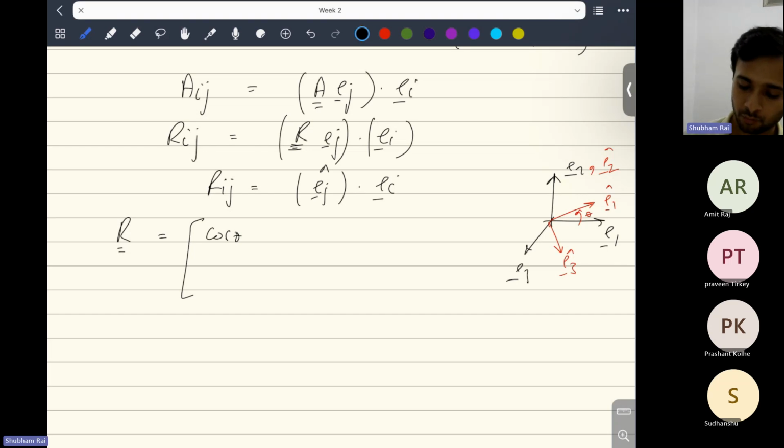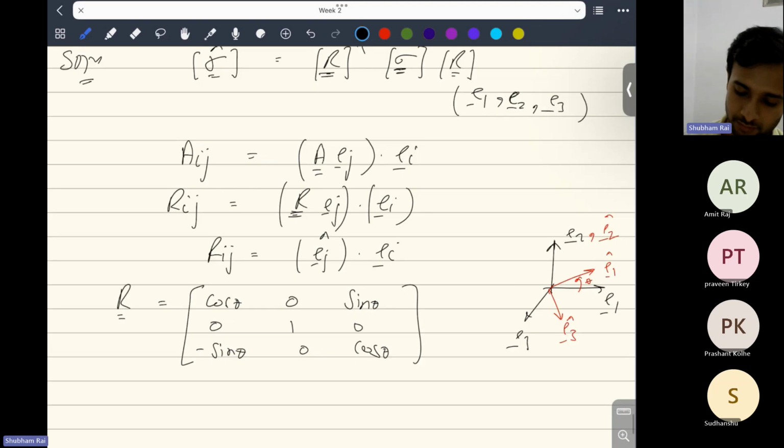Then R12 will be the dot product between E1 and E2 hat. The angle between E1 and E2 hat is 90 degrees, so that will be 0. Then R13 will be the dot product between E1 and E3 hat. The angle between E1 and E3 hat is 90 minus theta, so that will be cos of 90 minus theta, which is sin theta. Similarly, you derive the other components. So R will be cos theta, 0, sin theta; 0, 1, 0; and minus sin theta, 0, cos theta.